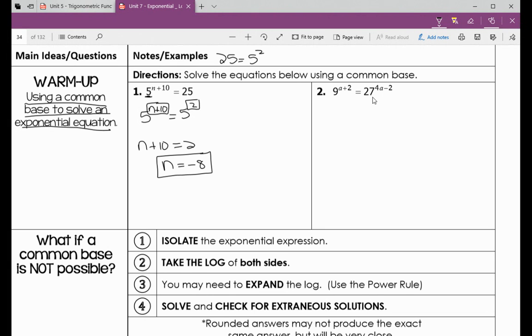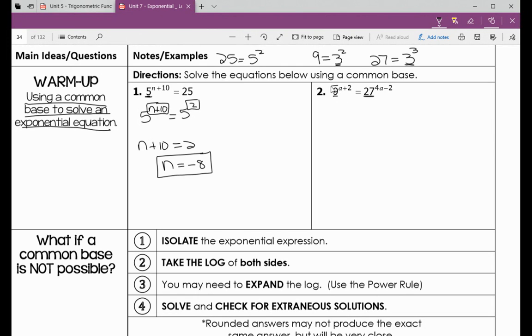Now, number 2 is a little more challenging, but we can create a common base. The base that 9 and 27 have in common is a 3. I can take 9 and write it as 3 squared. I can take 27 and write that as 3 to the 3rd power. So I can change both of these numbers to a base 3 number. Different exponent, but still a base 3 number.